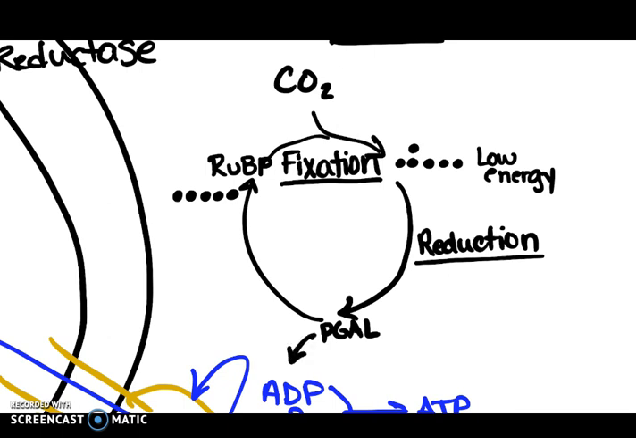Some of that P-gal is going to be used to make glucose. So P-gal is just a 3-carbon sugar that has energy in it. It's got high energy. So one of those is used to make sugar. 5 of them are used to regenerate RUBP.